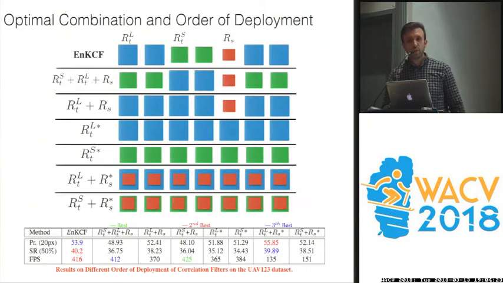Finally, we try to understand the optimal order of deployment of different correlation filters. These are all different sequences we follow, and we get the best results with the EnKCF framework, considering the trade-off between speed and accuracy.